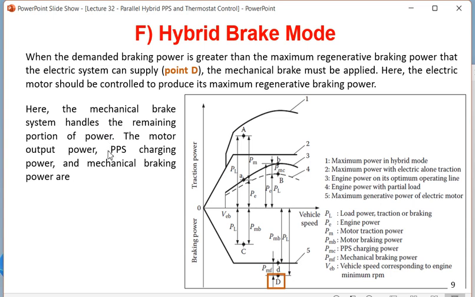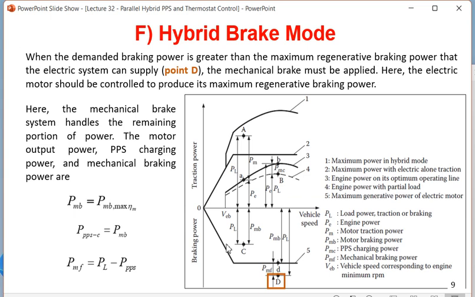Motor output power, PPS charging power, and mechanical braking power are given by this formula. PMB is equal to PMB max because we have already reached point 5. Then PPS is equal to PMB, that is equal to PMB max, and PMF is equal to PL minus PPS. Actually you can say that PL is equal to PPS plus PMF. PMF is the mechanical power and PPS is the electrical power. So PL, the total load power or total brake power demand, is equal to PMF, the mechanical brake power, plus PPS, the electrical brake power. So this completes all the 6 types of modes, the 4 types of traction and 2 types of braking.